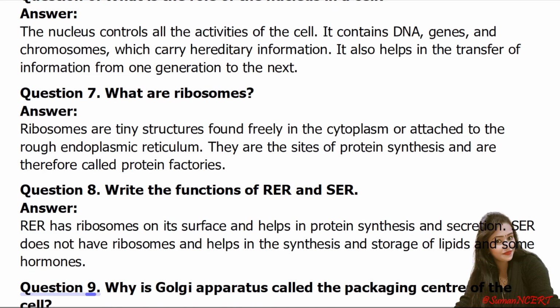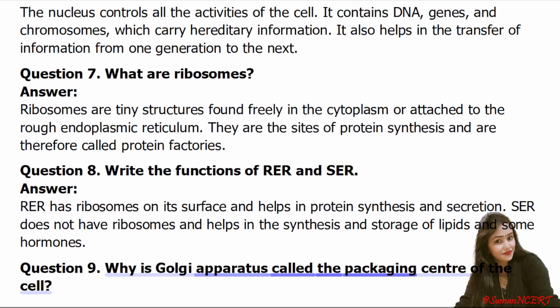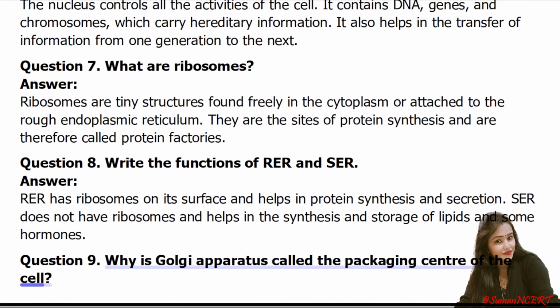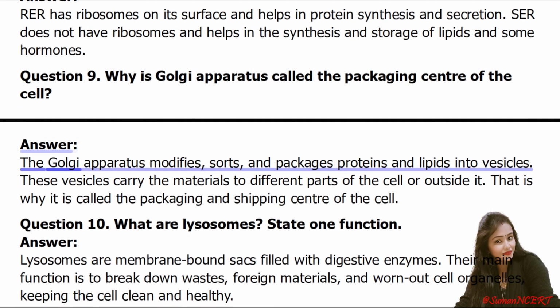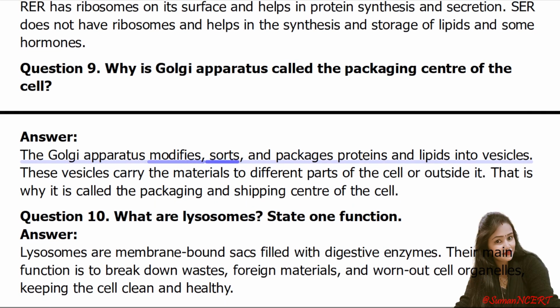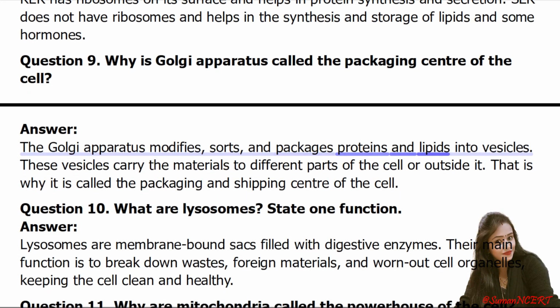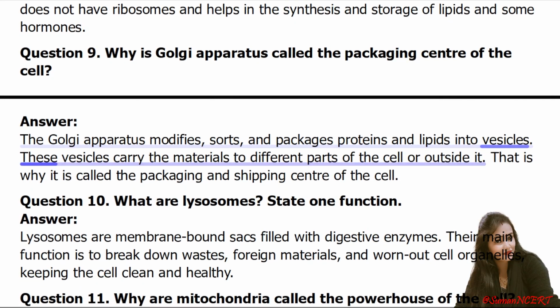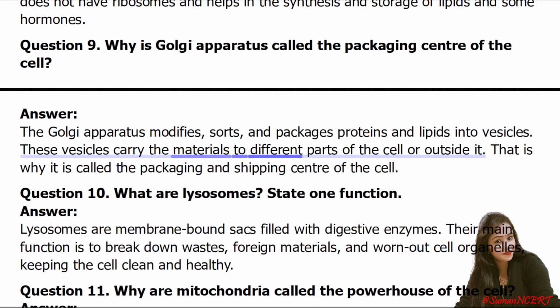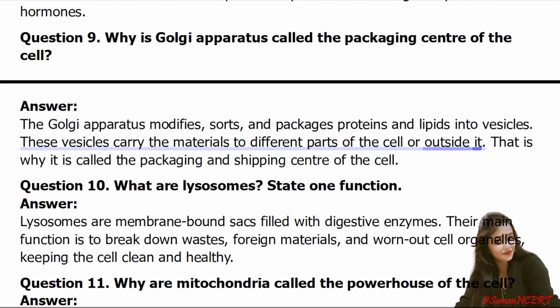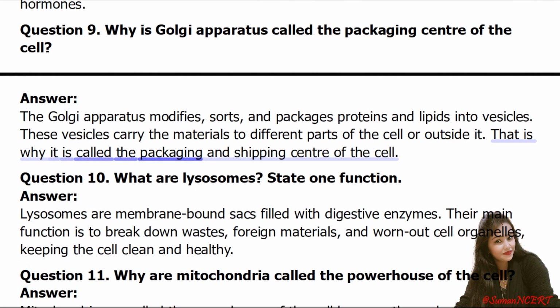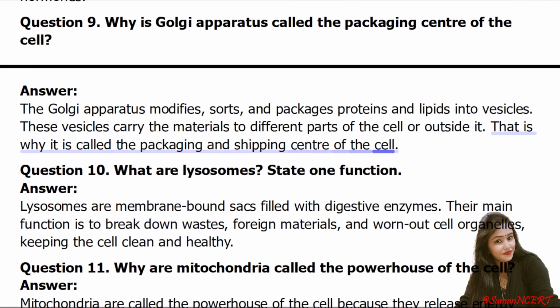Question 9. Why is Golgi apparatus called the packaging center of the cell? Answer: The Golgi apparatus modifies, sorts, and packages proteins and lipids into vesicles. These vesicles carry the materials to different parts of the cell or outside it. That is why it is called the packaging and shipping center of the cell.